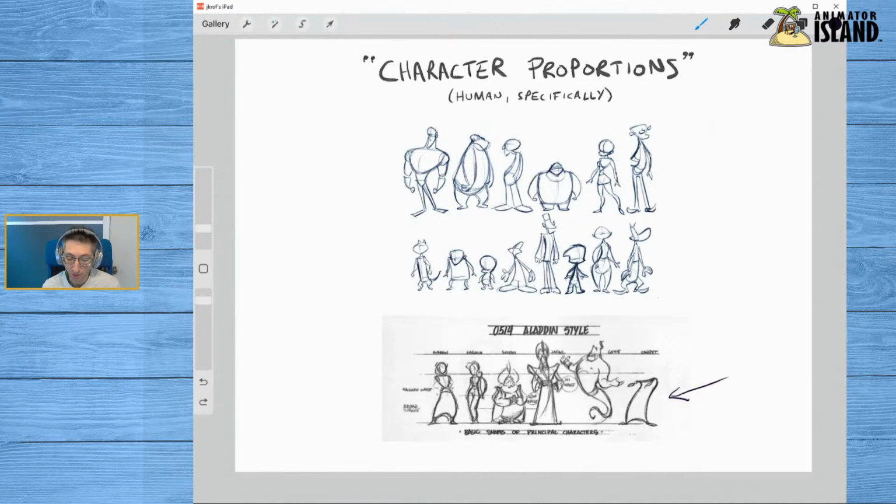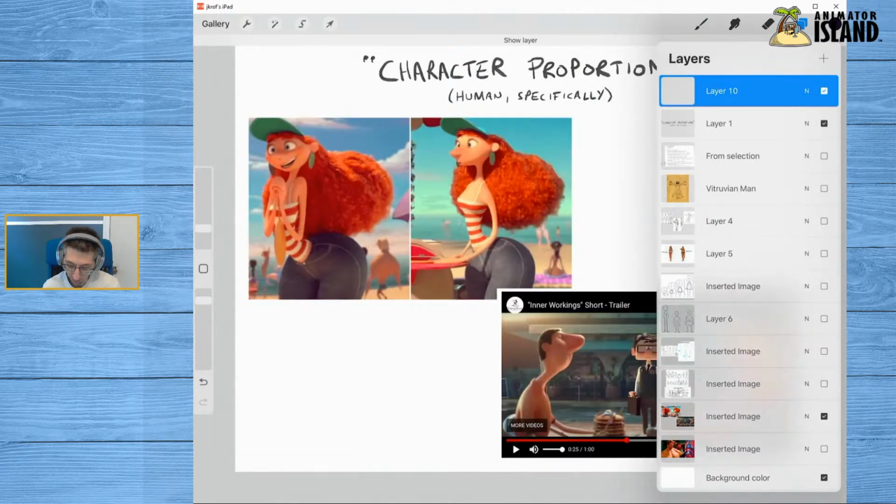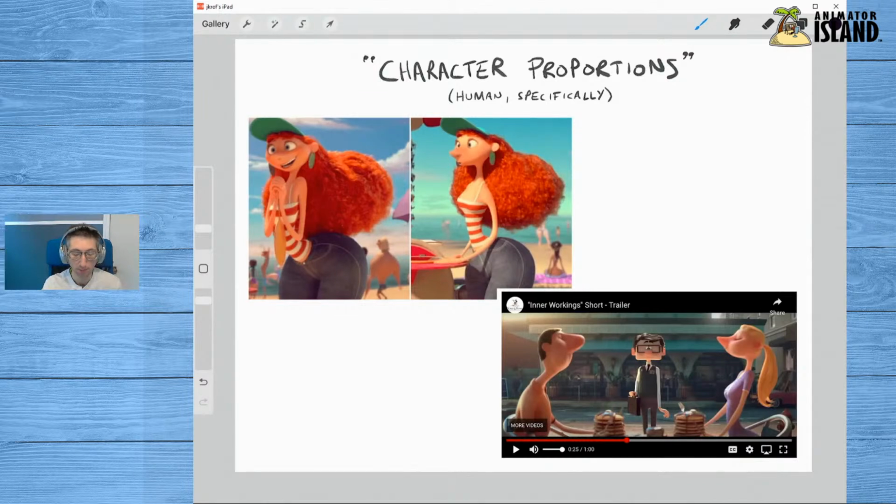All right. So then we can talk about one more thing about proportion and body type and shape. You may be familiar with the animated short Inner Workings. It's from Disney. In Inner Workings, first of all, everything was ridiculously stylized. But specifically, there is a character who we see at the top here, this girl at the beach with the puffy red hair.